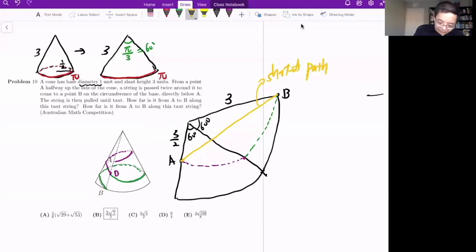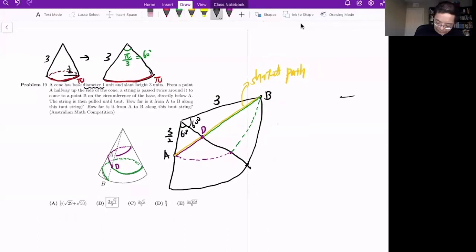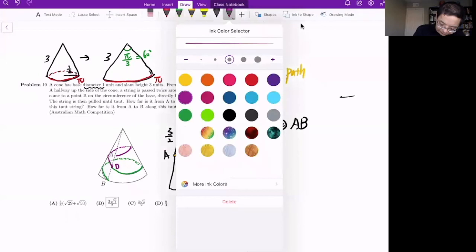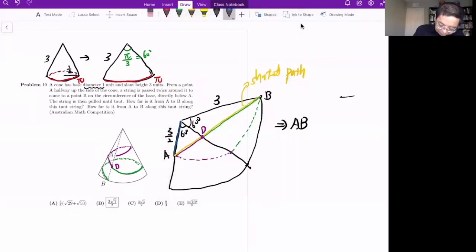So first from here to this point is the point D, and the second, the green part, is from D to B. We just need to figure out what AB is. For that, we have this triangle: this side is 3/2, this side is 3, and here we have 120 degrees. We can just apply the law of cosines.